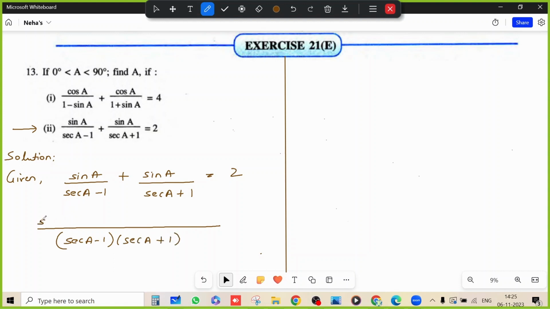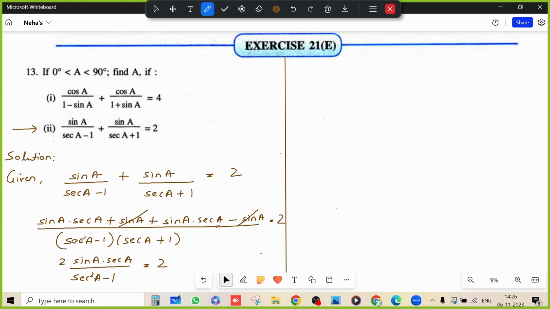and the numerator will become sin A into sec A plus sin A, and here sin A will get multiplied with sec A minus 1. That will give us sin A sec A minus sin A, and this is equal to 2. Now plus sin A minus sin A will get cancelled out, and we are left with 2 sin A into sec A divided by sec square A minus 1, and this is equal to 2.